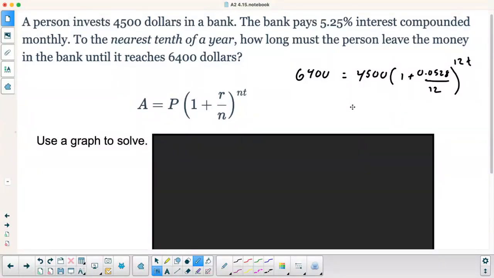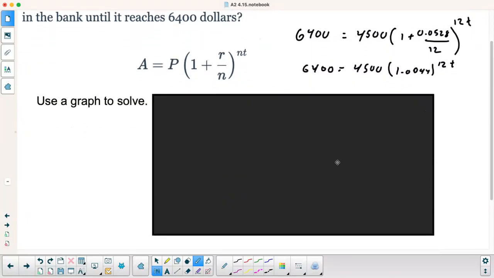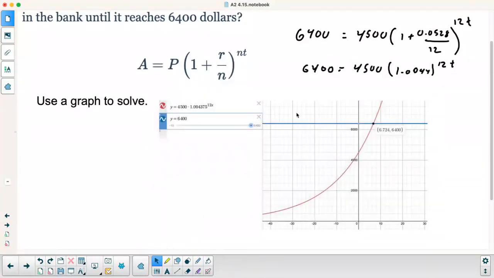So I'm going to kind of simplify this here. It's 4,500 times 1 plus 0.0528 divided by 12. So I get 4,500 times 1.0044 to the 12t power. So I'm going to graph y equals 6,400, and then y equals 4,500 times 1.0044 to the 12t, or probably use x on Desmos.